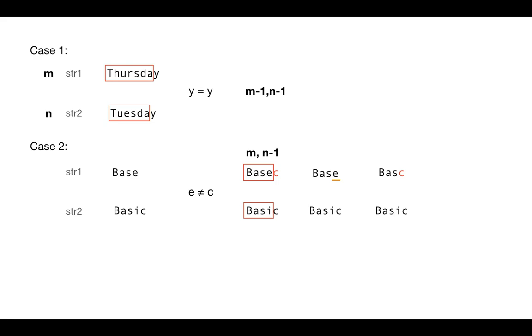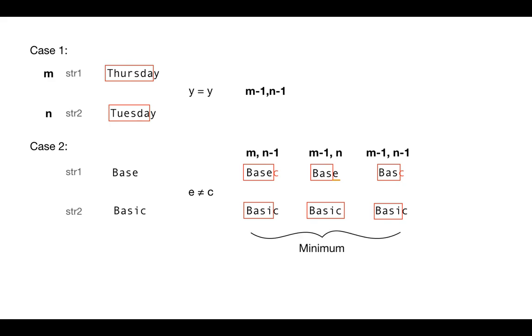Similarly, if we remove the last character, we will check for lengths m-1 and n. And if we substitute the character, we further check for lengths m-1 and n-1. So we calculate the number of operations in all three choices. Whichever is minimum, we go with that choice and add 1 for the current operation to it.